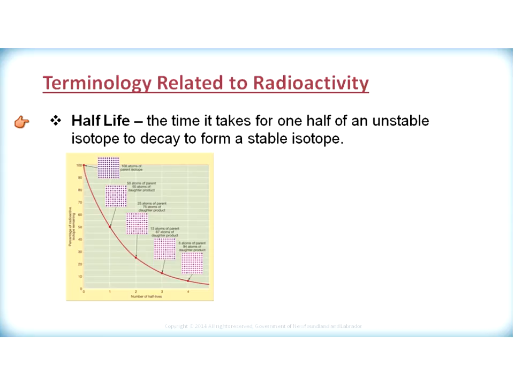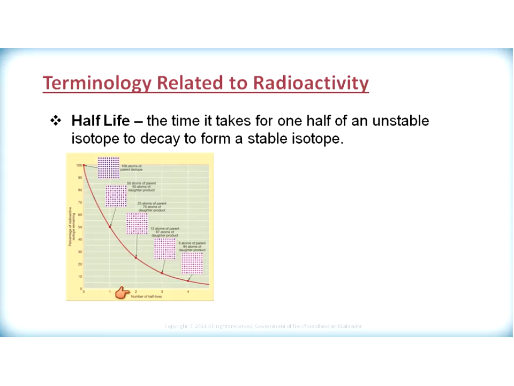So if we look at the graph, which is called a decay graph below, we'll see that 100% of the material, the radioactive isotope, is present in the rock when the rock first forms. After one half-life, 50% of the radioactive isotope will decay. Therefore, you now have 50 atoms of the radioactive isotope and 50 atoms of the stable daughter isotope.